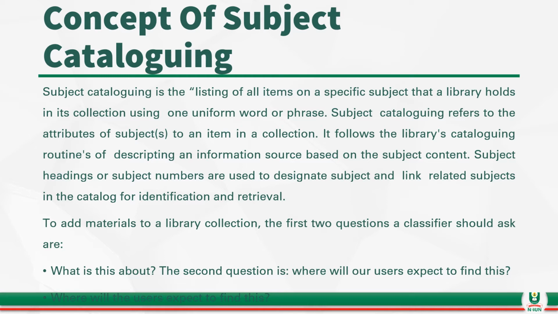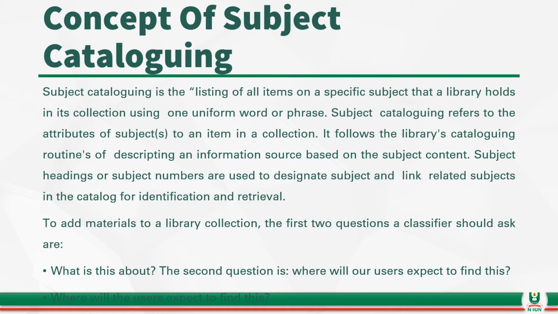What is subject cataloging? Subject cataloging is grouping or listing of information resources on a specific subject using one uniform word, numbers, or phrase. Subject headings and subject numbers are assigned to information resources indicating the subject content of the particular information, and this also helps in linking related subjects in the catalog for easy identification and retrieval.